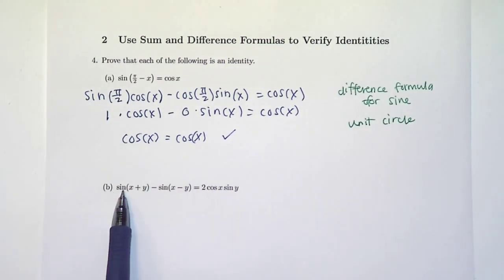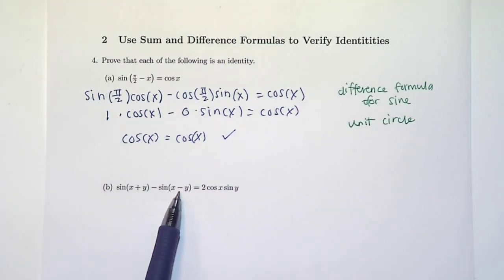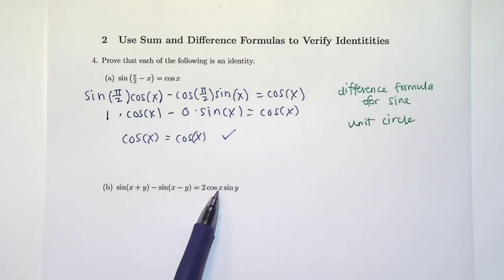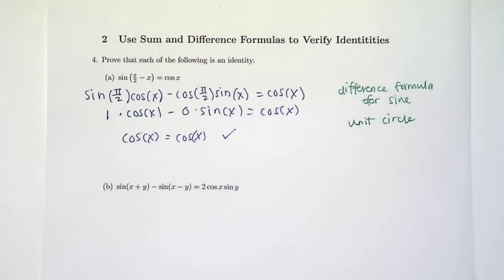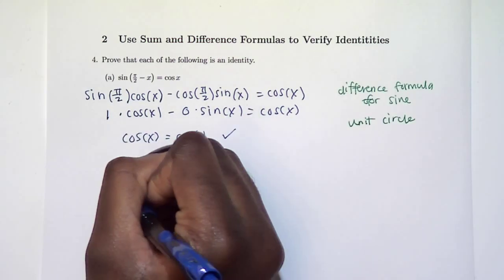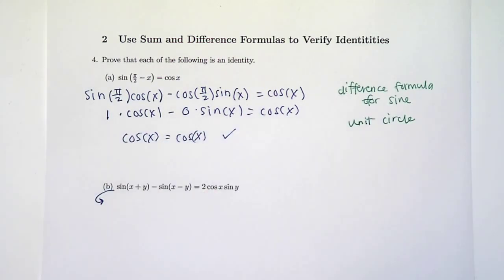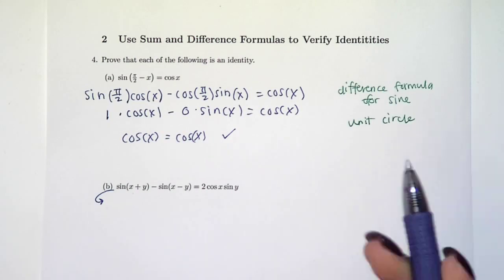We have sine of x plus y minus sine of x minus y equals 2 cosine x sine y. I already know I'm not going to have enough space to write both sides, so I'm just going to change the left side. I am going to use my sum formula for sine as well as my difference formula for sine.